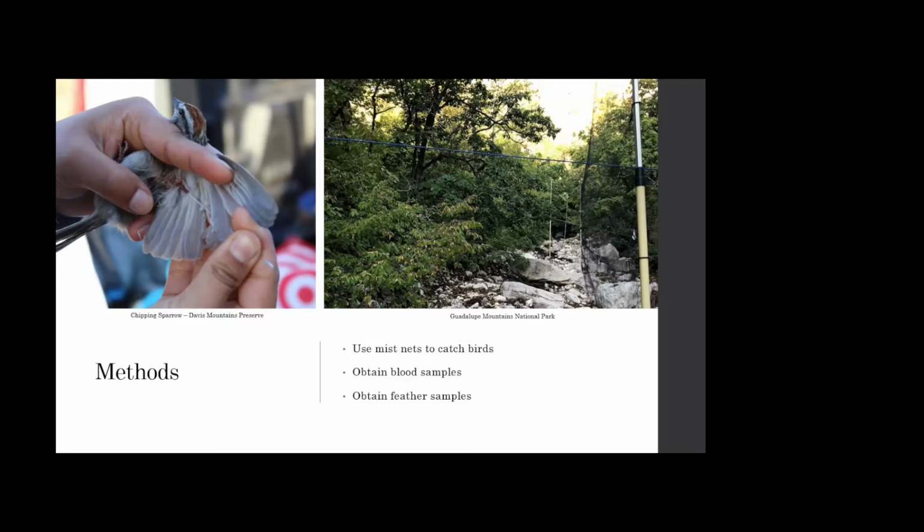We take blood samples by collecting blood volume that is less than 1% of the body weight of that individual from the brachial wing vein, as well as taking 2 central tail feathers. The reason why we collect the 2 central tail feathers is because they're known to regrow quickly, have minimal, if any, adverse effects to flight, and it is a very common practice among avian research.